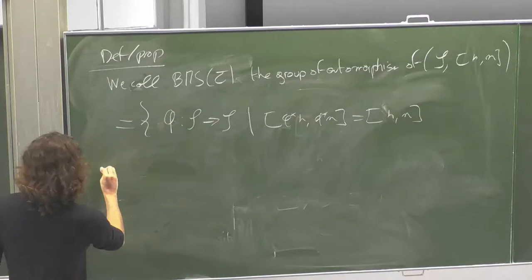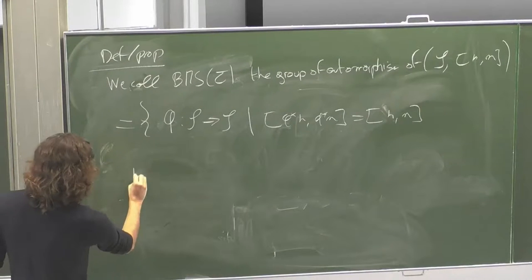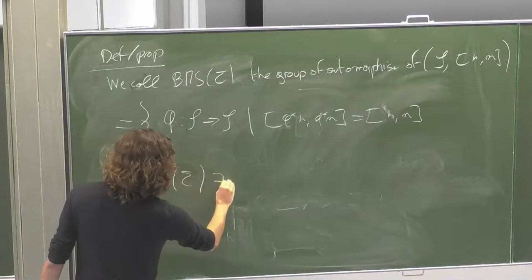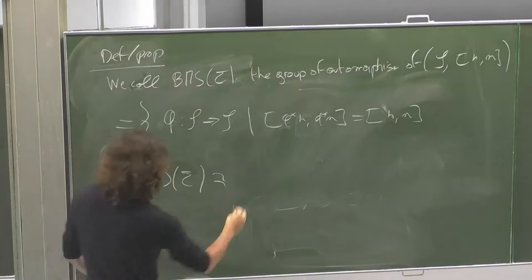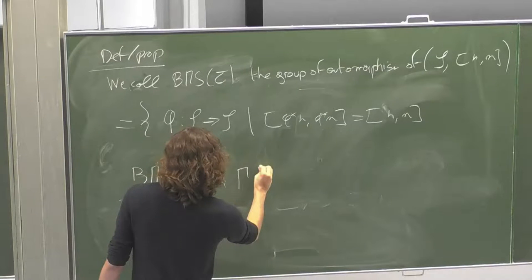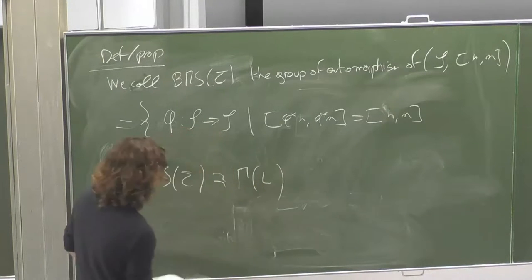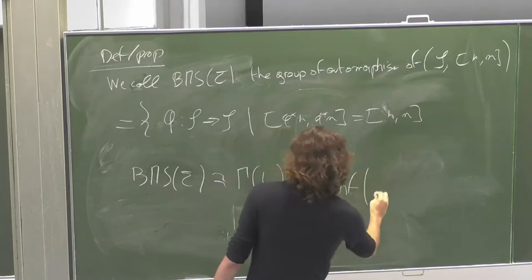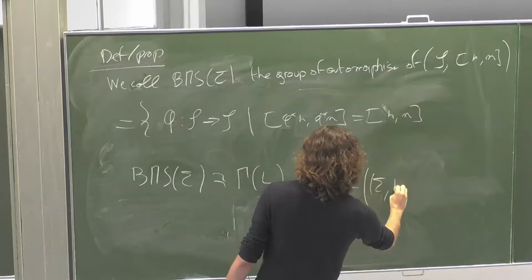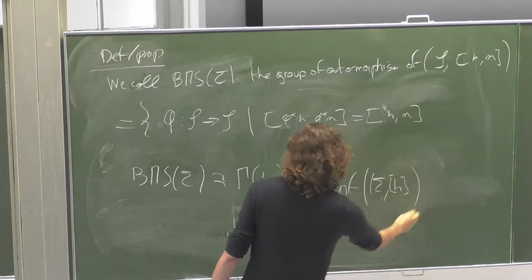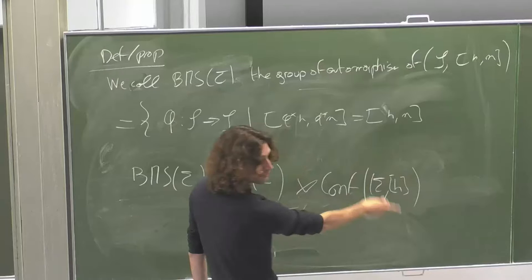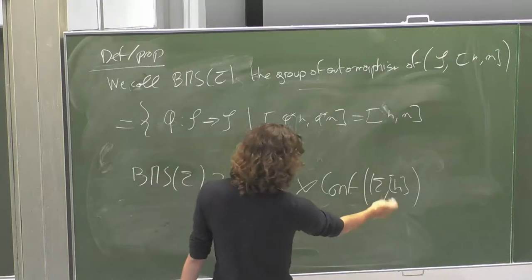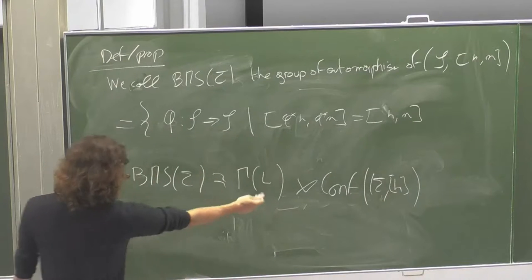It's a fact, part of this proposition, that BMS of Sigma is isomorphic to weight one functions, and I'm going to explain what this is trying to say, semi-direct product with the conformal group of this conformal manifold. So this is a conformal manifold, you can look for the conformal group of it. These are weight one functions on this conformal manifold. There is a canonical action, and here it is.